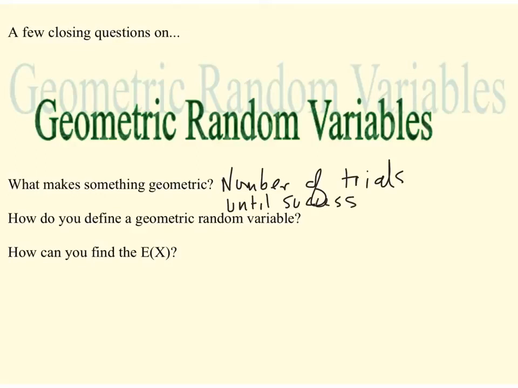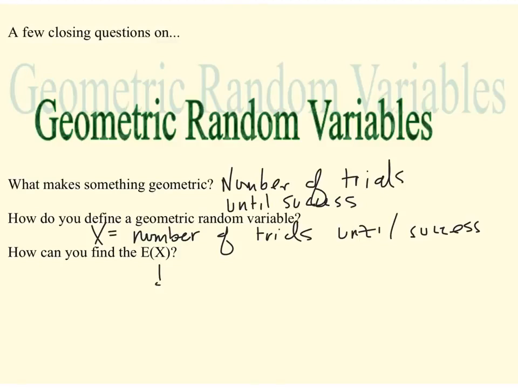So how do we define a geometric random variable? Number of trials until success. And of course, you would add the context here. You'd say, number of people interviewed until we find a smoker. Number of flips until I get a heads or something like that. And the expected value formula is 1 over p, the probability.